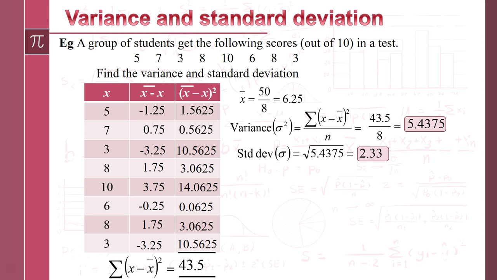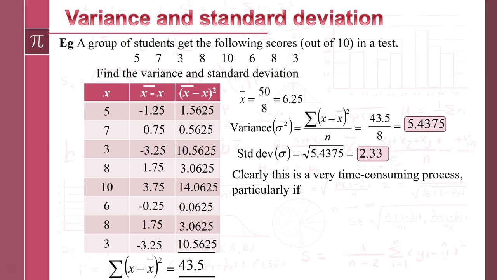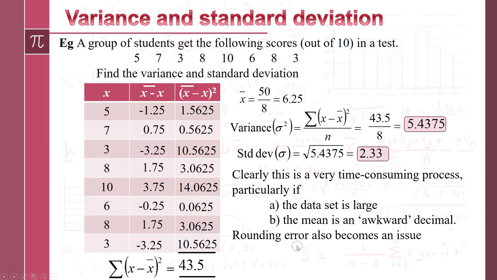Now, if you're looking at that process thinking, well, that was a lot of time and effort just to get a simple number out, you're absolutely right. It is, in this form, a real laborious calculation. Particularly, imagine if you've got a very large data set. Here we had 8 pieces of data and it required a full-on table like this. And also, it makes it more awkward if you've got the mean as an awkward decimal.